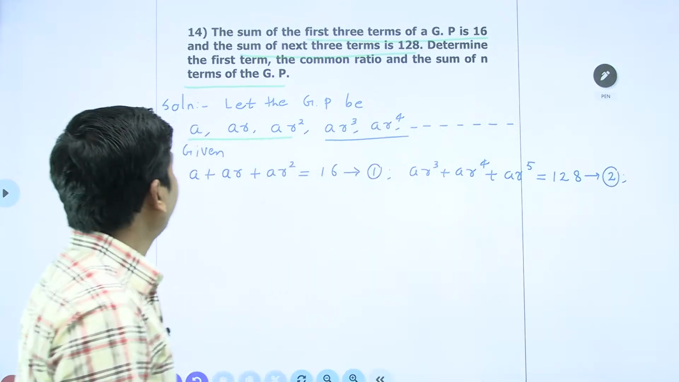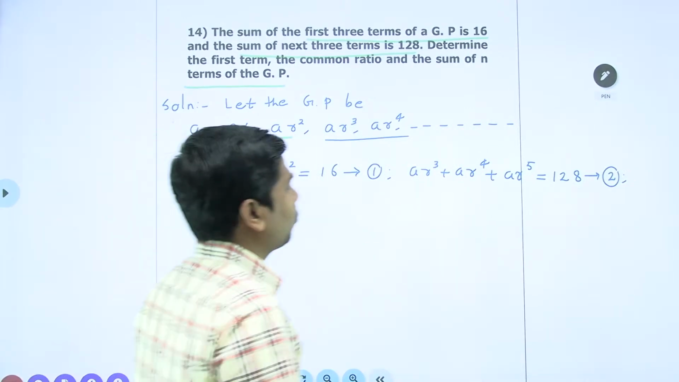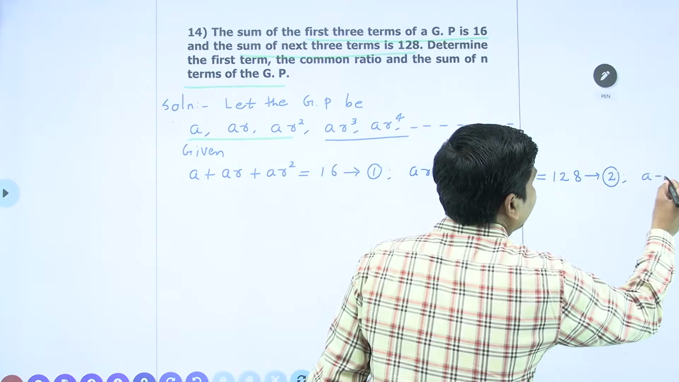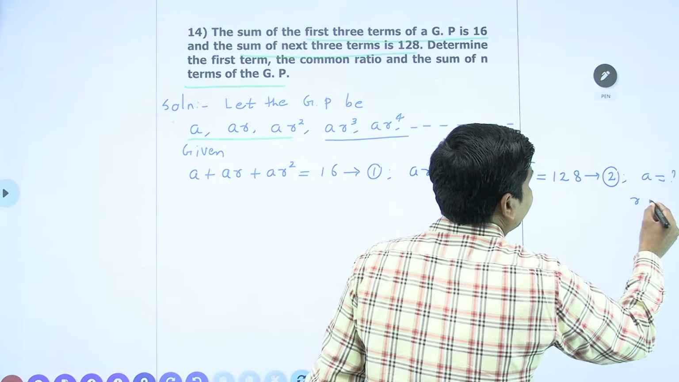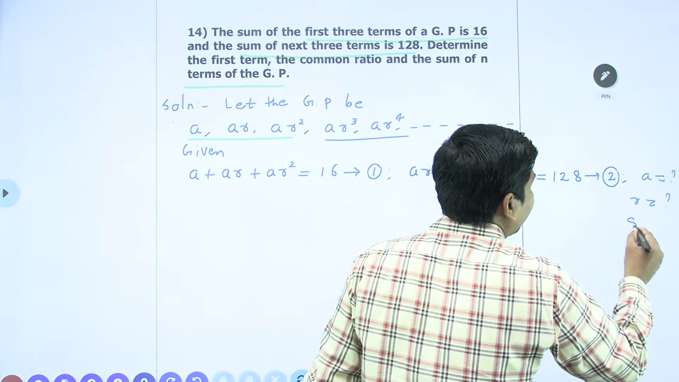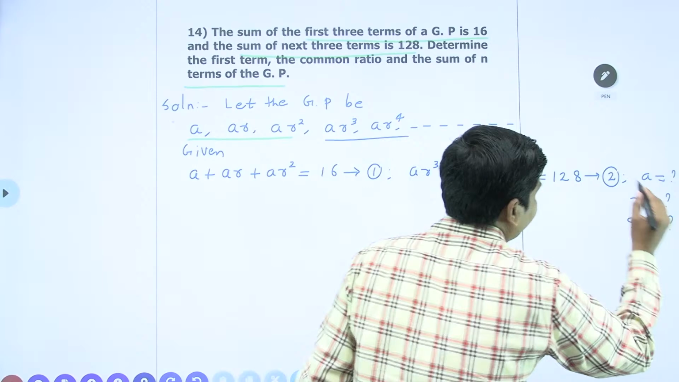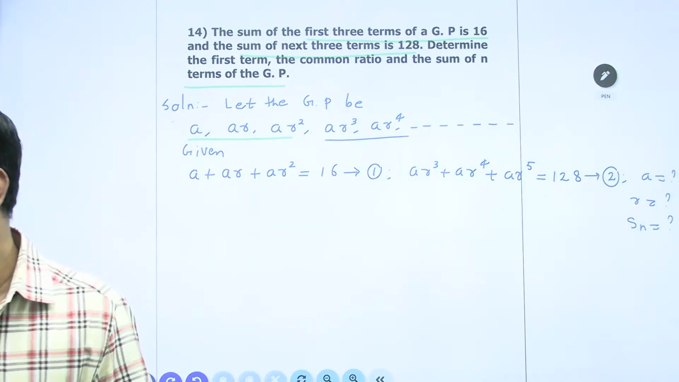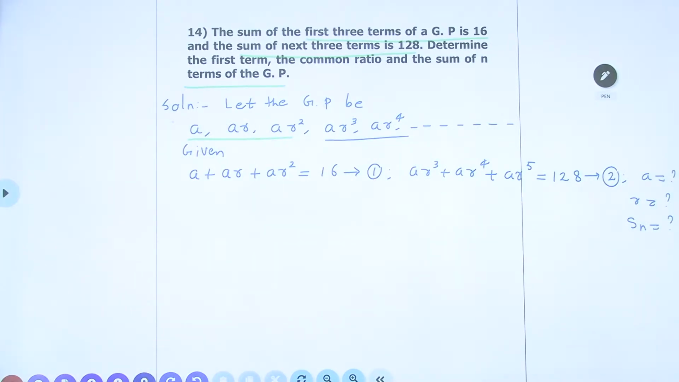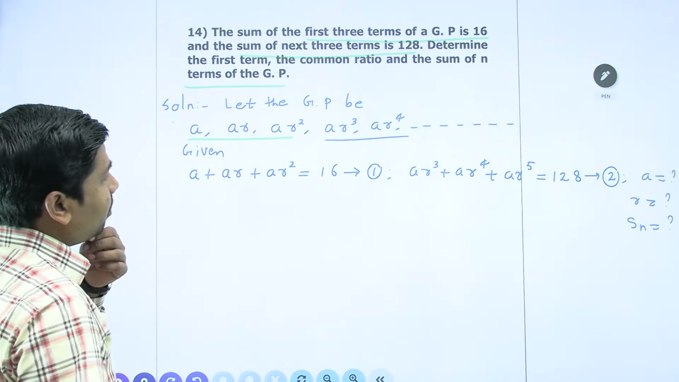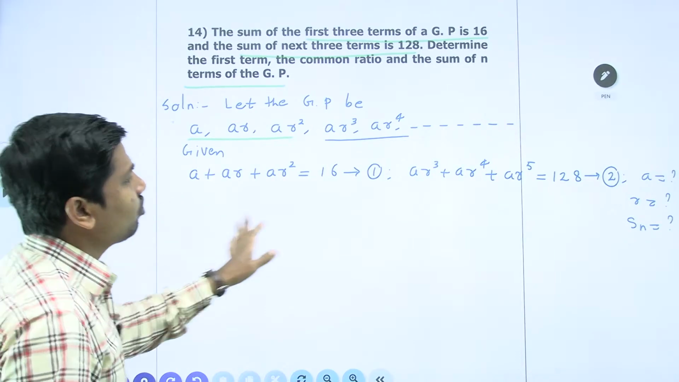What do you have to find here? Determine the first term. A is a question mark, r is a question mark, and Sn is also a question mark. Three things you have to find. We will solve this using equations 1 and 2.